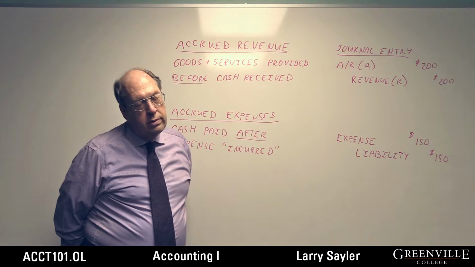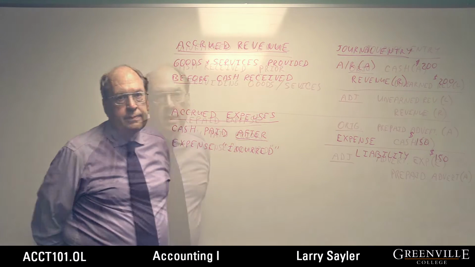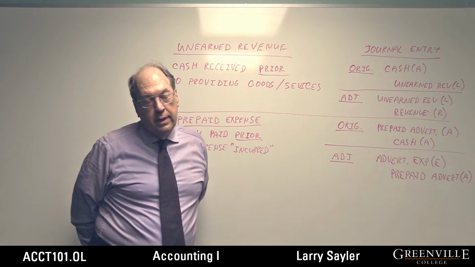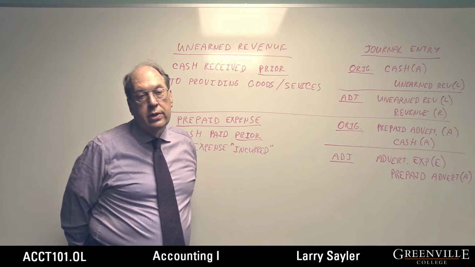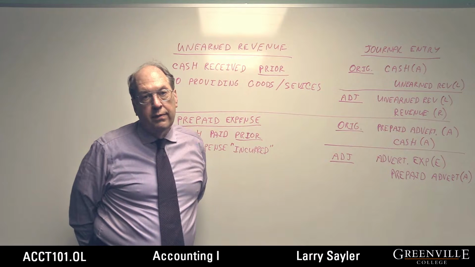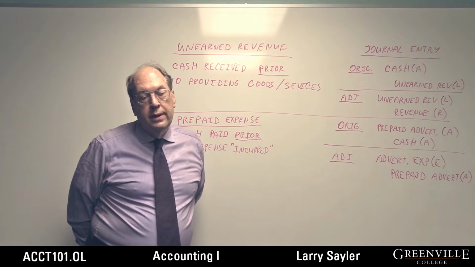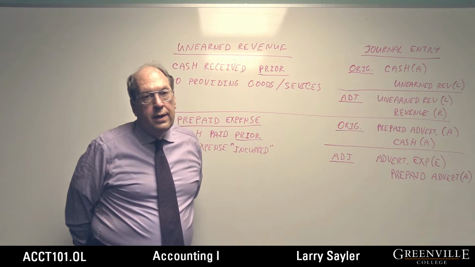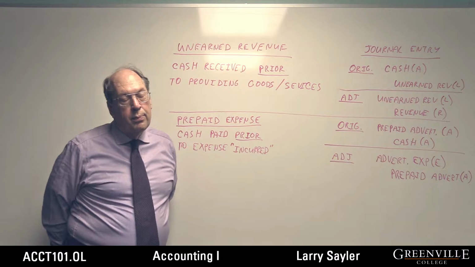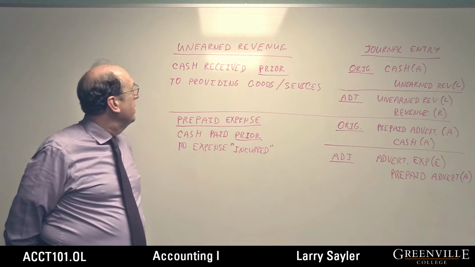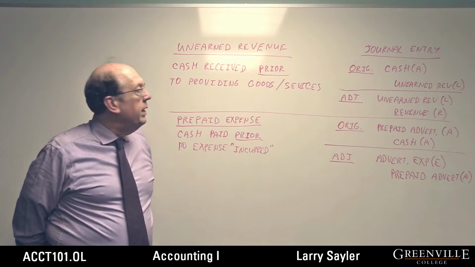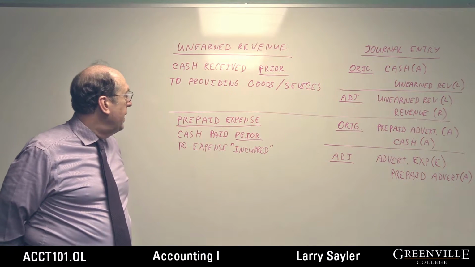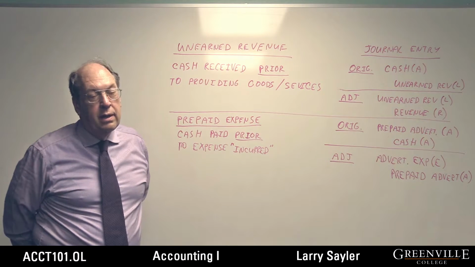So those are the first 2 types of adjusting journal entries. The first 2 types of adjusting journal entries are accrued revenue and accrued expense. Accrued revenue, when the dollars are received after the service has been provided. Accrued expense, the dollars are paid after the expense has been used up or incurred. The next 2, unearned revenue and prepaid expense. In this case, the cash is received prior to the providing of the goods and services, or the cash is paid prior to the expense being incurred.